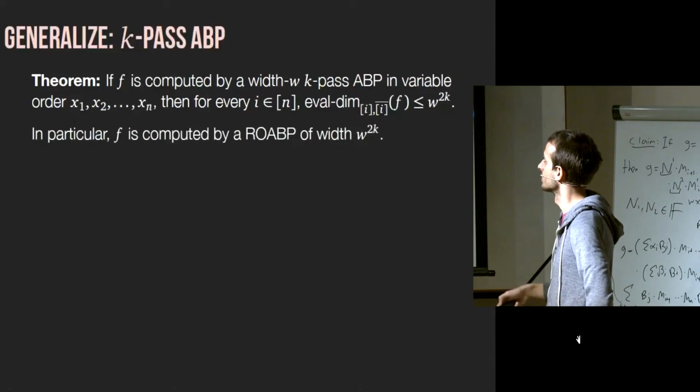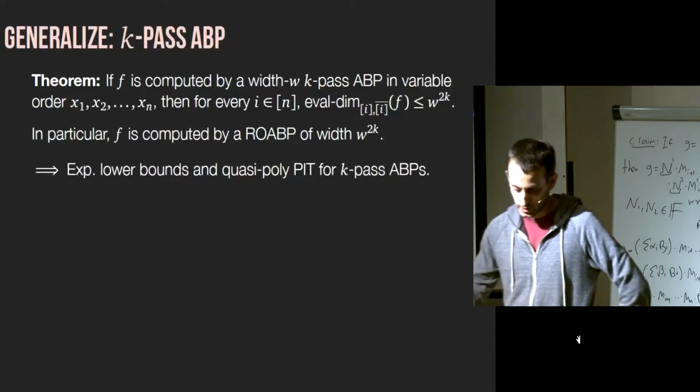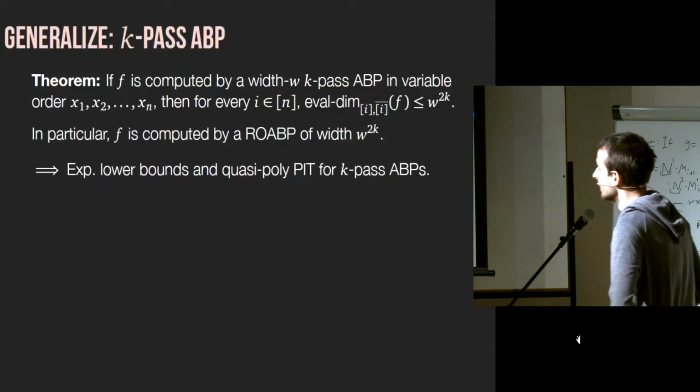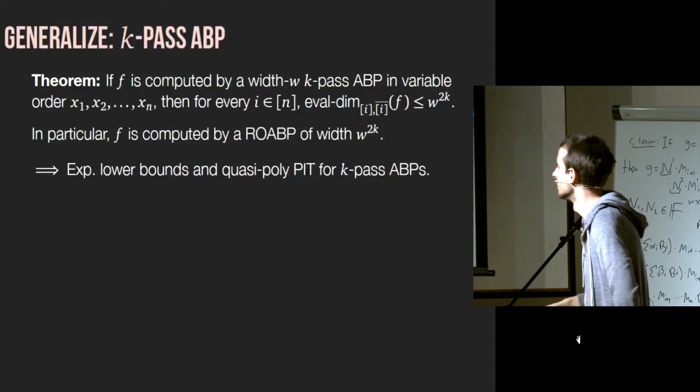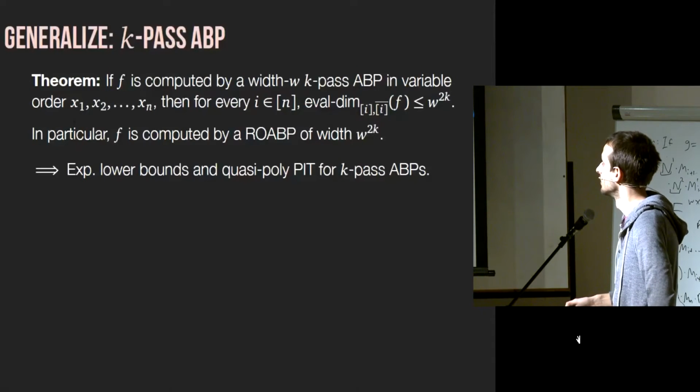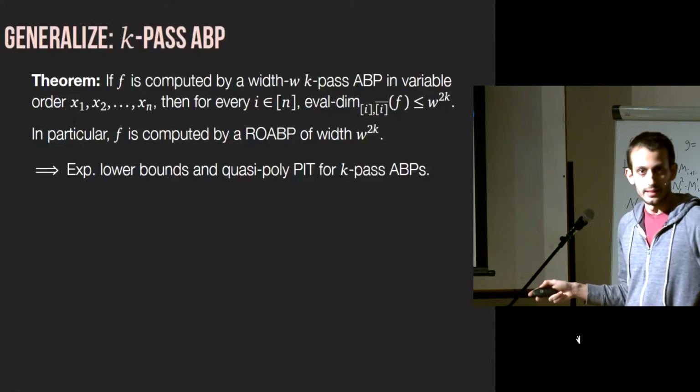Yeah, so again, F is computed by a read-once ABP of small width, which you get for free: these lower bounds and quasi-poly black box PIT for this model of k-pass ABPs. Okay, so we solved an easy case.